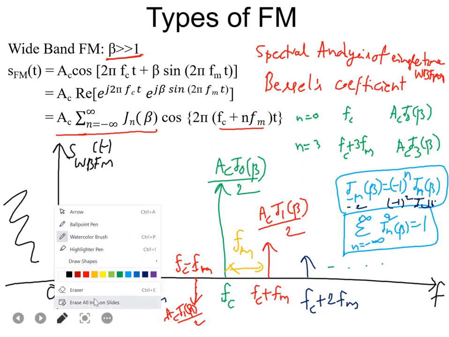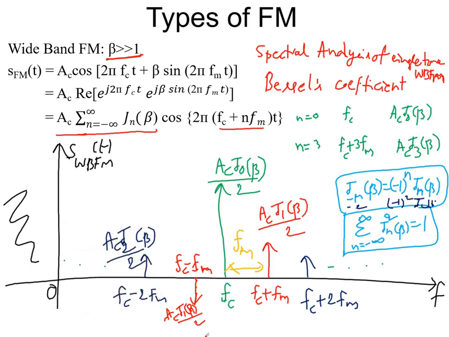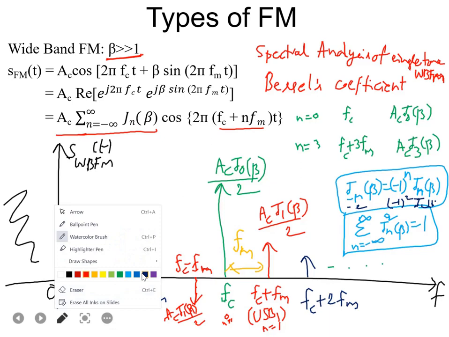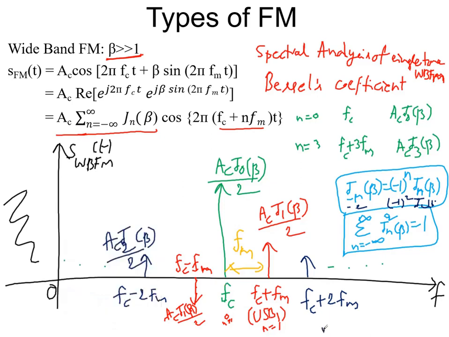and you may call the component here USB 1. Okay, this is the carrier frequency, n equal to 0. This is n equal to 1, USB 1. Then suppose n equal to 2, what will you call that? That is your upper sideband 2. Okay, like this, so on and so forth.